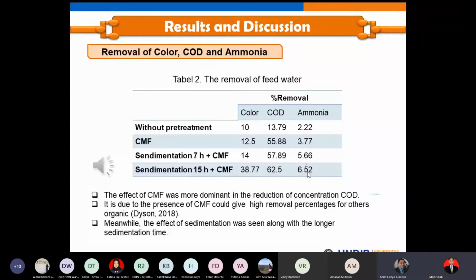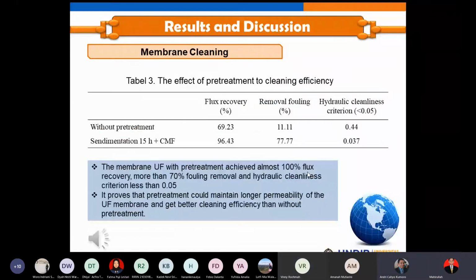It indicated removal. Membrane cleaning, the effect of pretreatment on cleaning efficiency. Table 3 shows that the membrane ultrafiltration with pretreatment gives better results than without pretreatment.